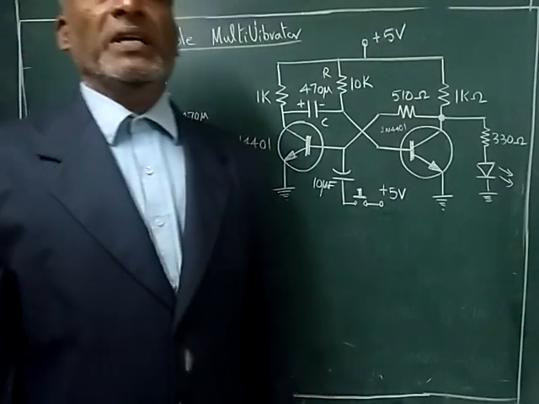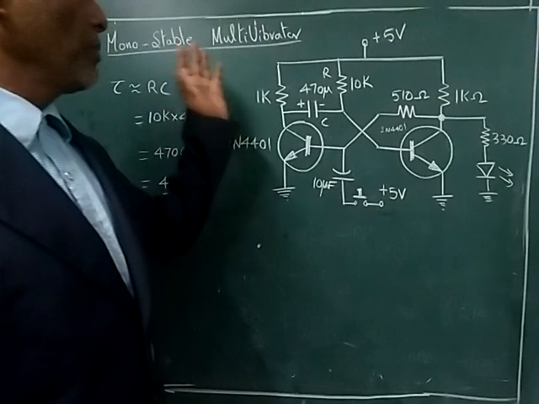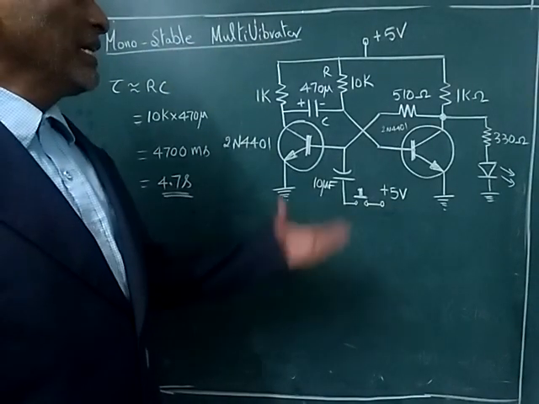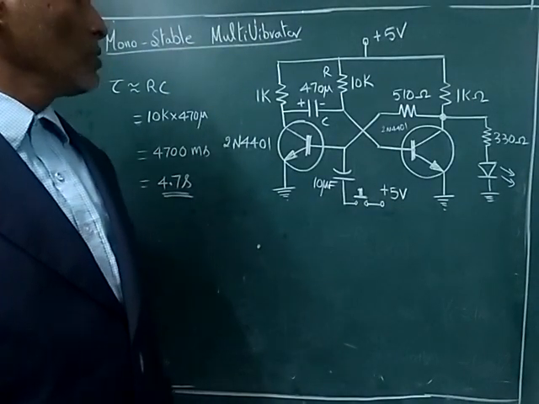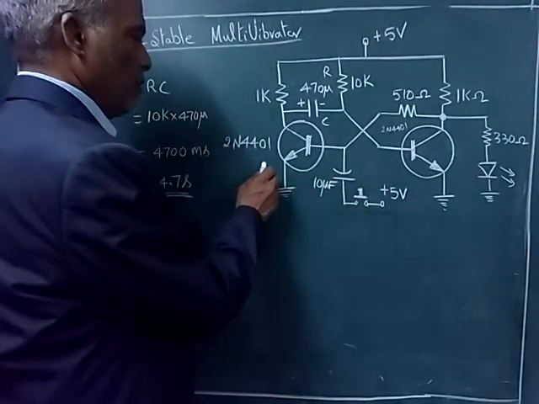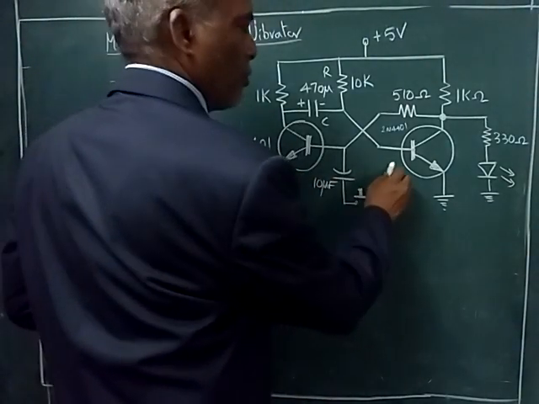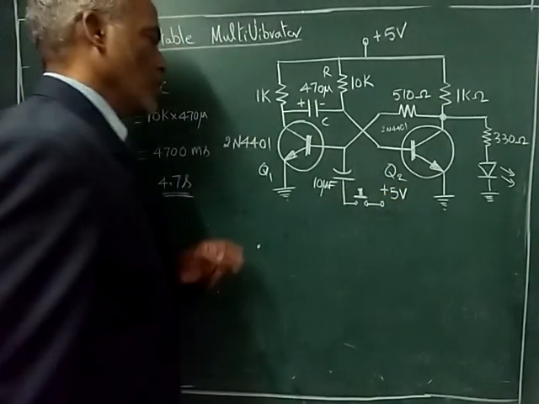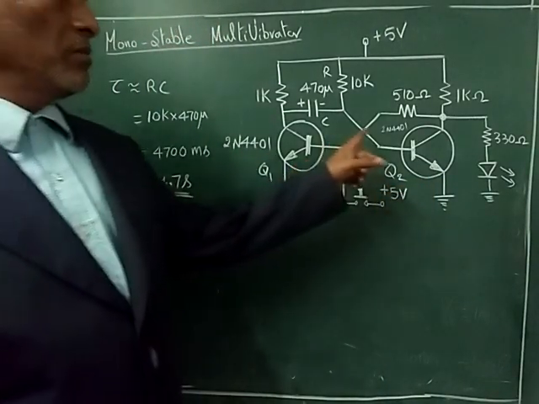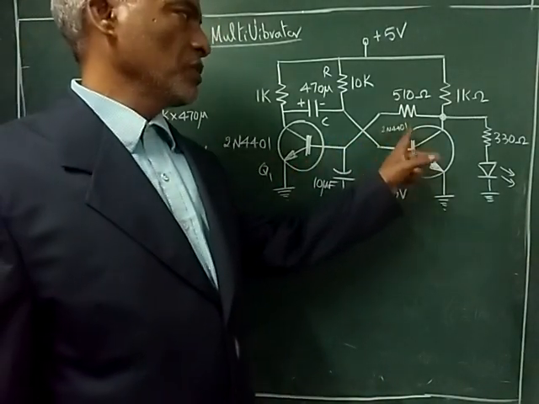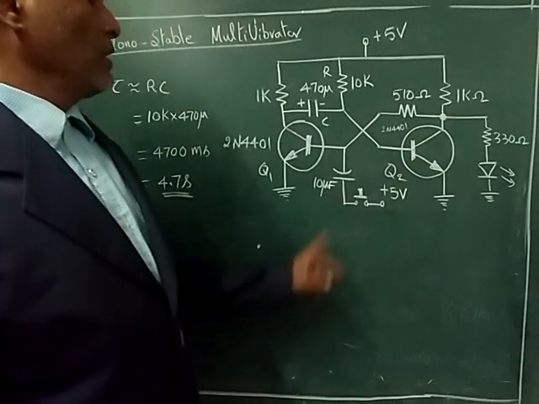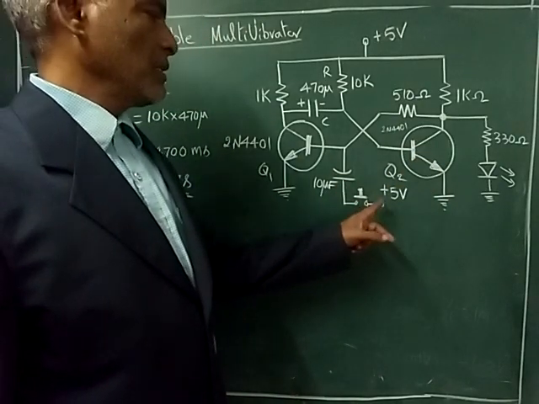So today's topic is monostable multivibrator using transistors. So we have two transistors Q1 and Q2. Both are 2N4401. This transistor also 2N4401. The trigger pulse is given through this capacitor, the 5 volt.